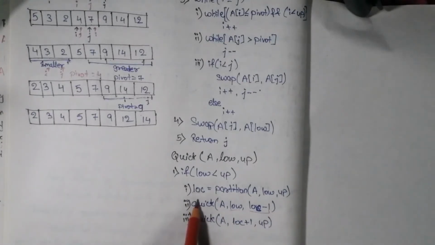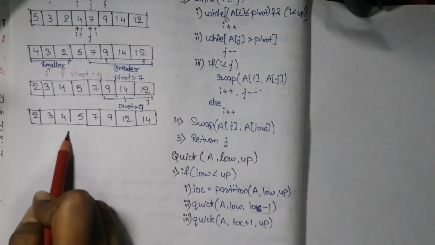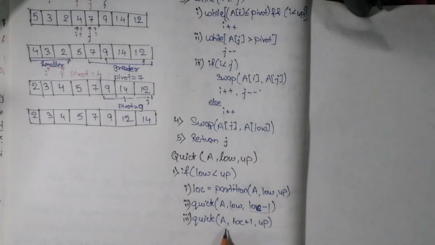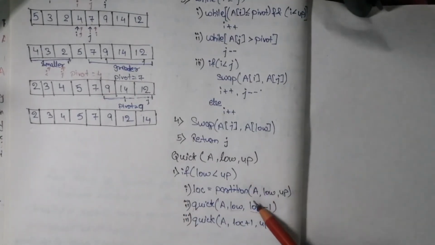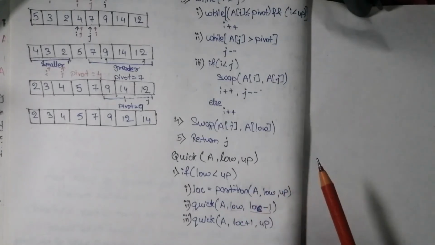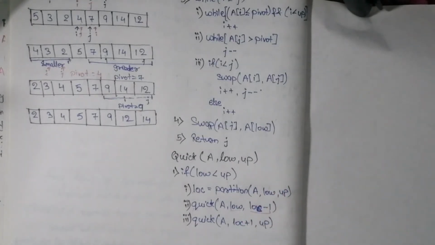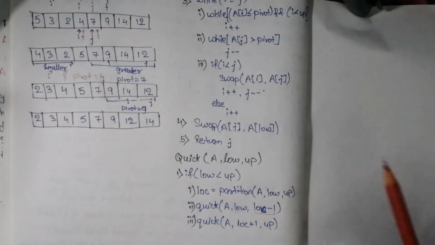So this is the function call for sorting the left sublist. Similarly, this is the function call for sorting the right sublist. So when these steps are executed repeatedly, then we will get our sorted array. I hope you understood this quicksort technique.